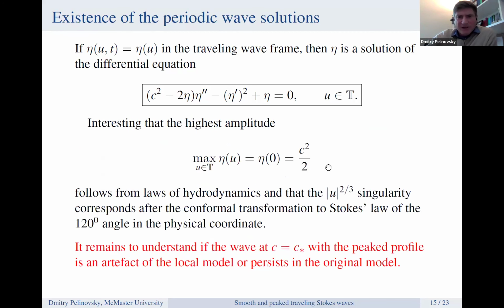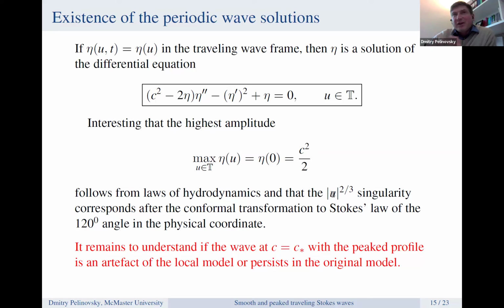What is interesting and may attract some attention is that if we think about the maximal height of the wave, then for all cusped waves, the maximal height happens exactly at 1/2 c squared, which comes from the Bernoulli law of hydrodynamics. Waves of the maximal height should have 1/2 c squared at the maximum value. Another remarkable thing is this behavior of u to the power 2/3.